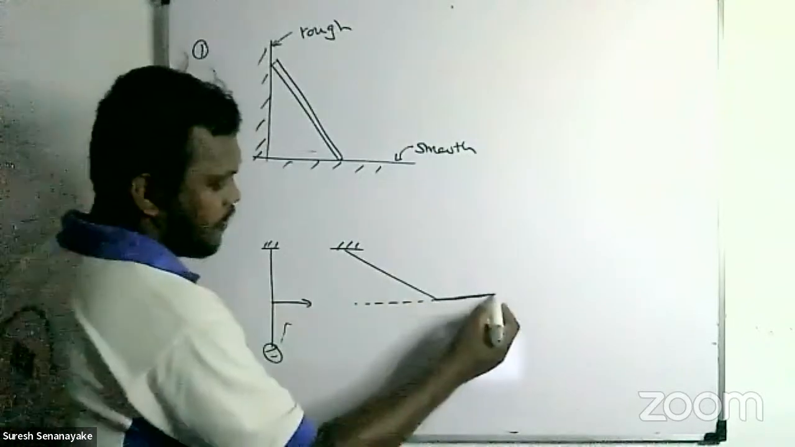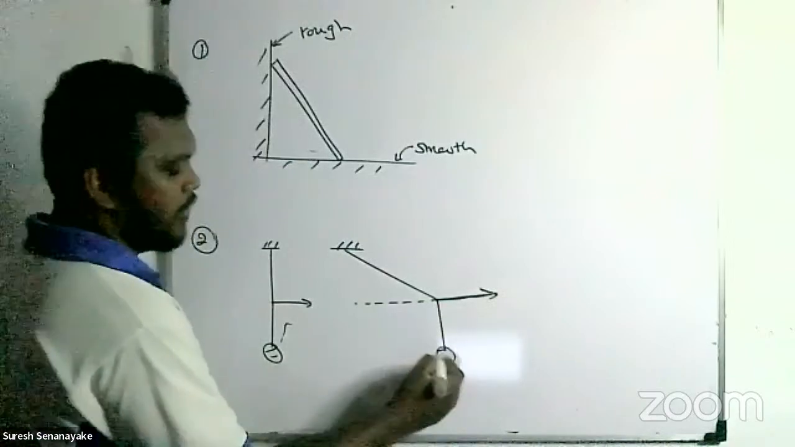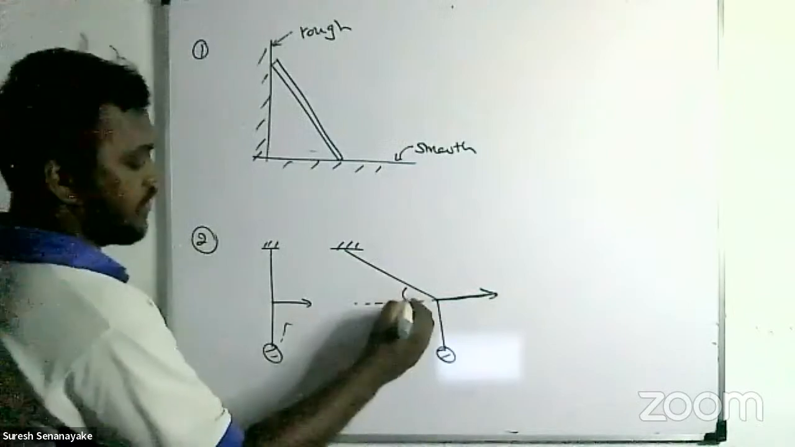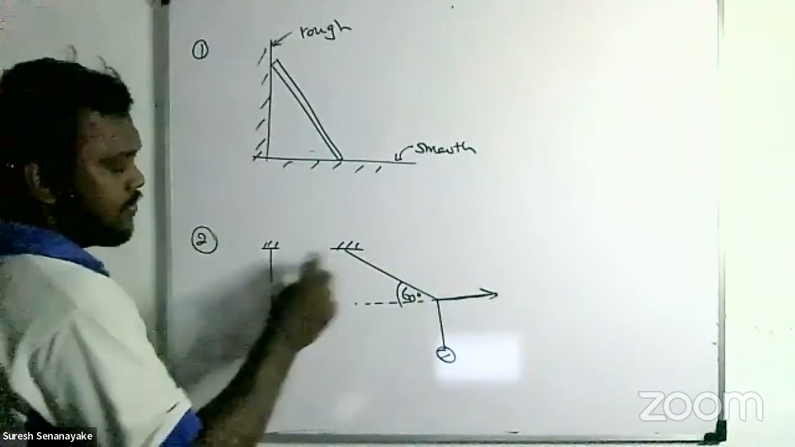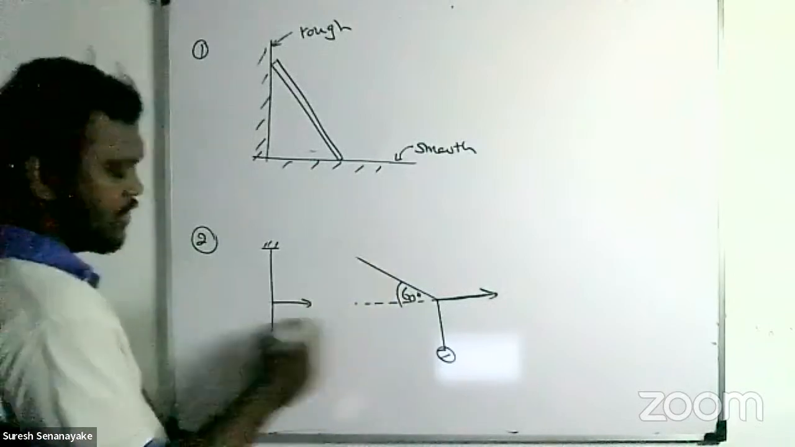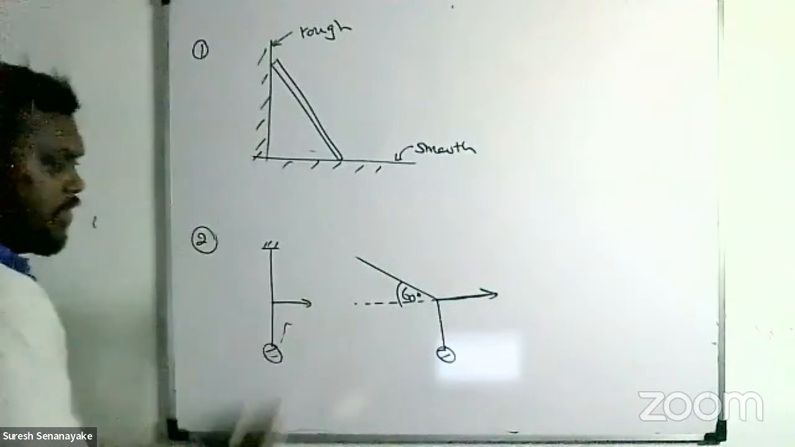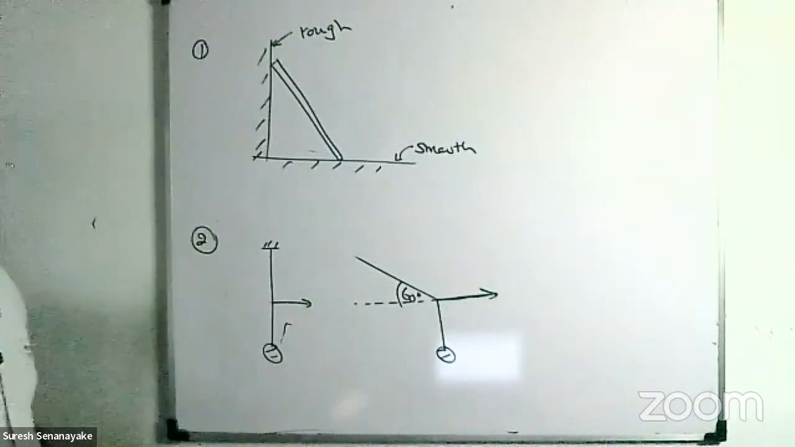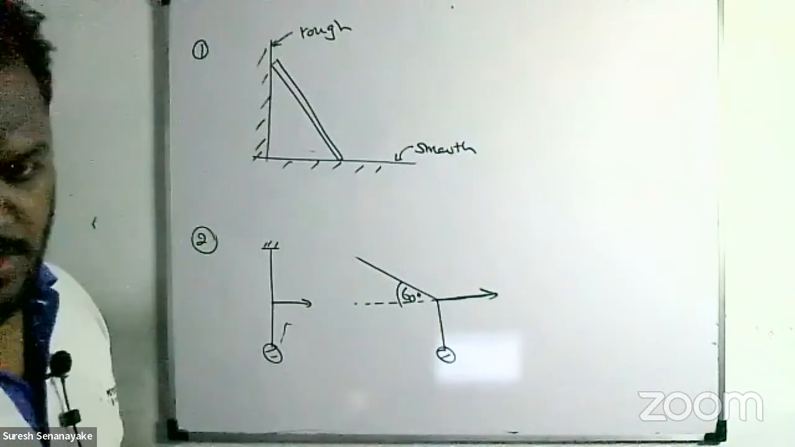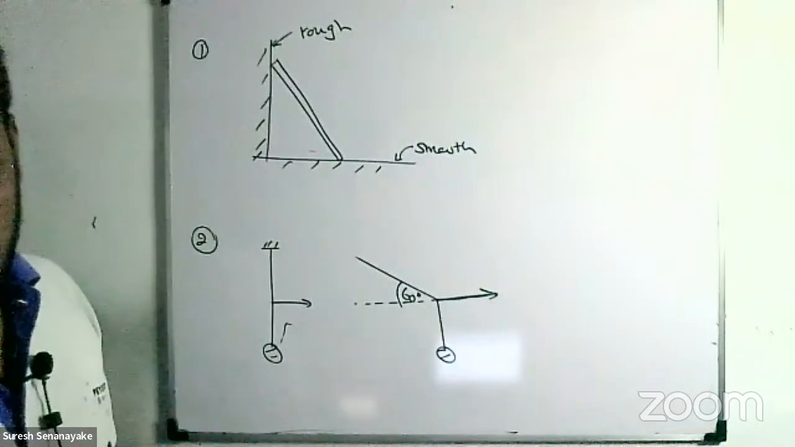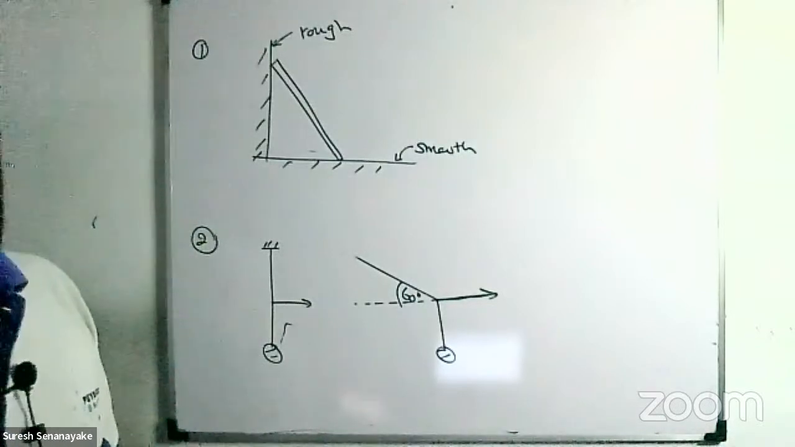You pull it back, so then it becomes like this. This is 60 degrees. Pull back, this one. The third question: I'll give 2-3 questions and then we discuss.